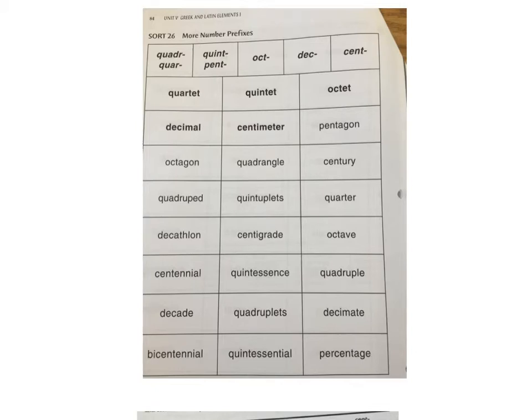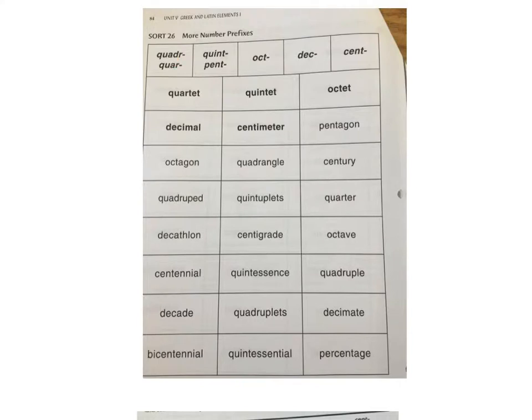Right, so in this sort, we're looking at more number prefixes, just like your last sort, but they get a little more complicated here. You have two prefixes under this one. It's pretty straightforward to sort them by prefix. You just look at the beginning of the word. Is it quadra or quar, quint or pent, oct, dec, or cent? And so you're looking at what each of these means.